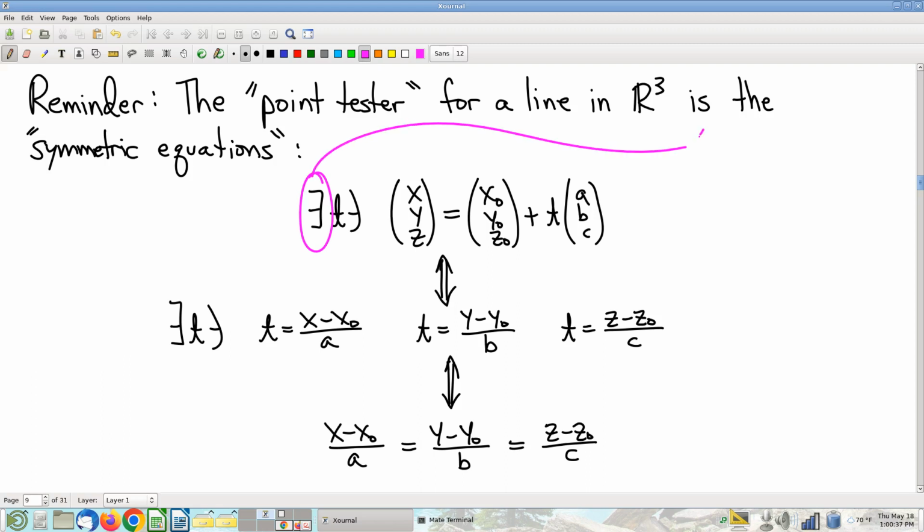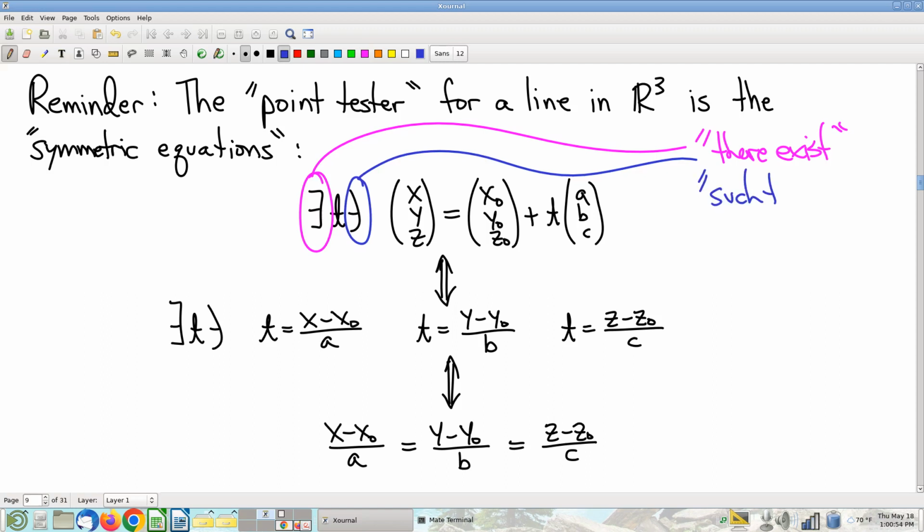I'll write this over here. There exists, or there is, does there exist some value of t such that, this is just a little math shorthand, math slang. Does there exist some value of t so that the parameterization generates it? Now, this is a bad test.